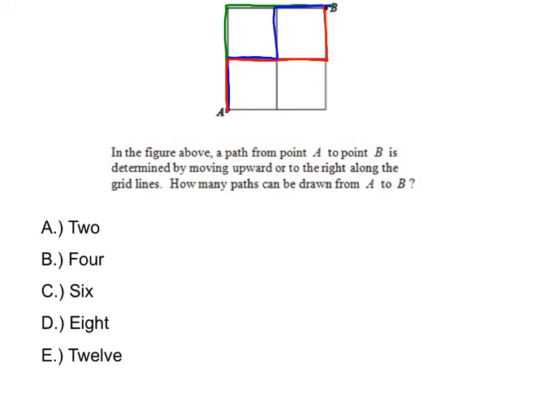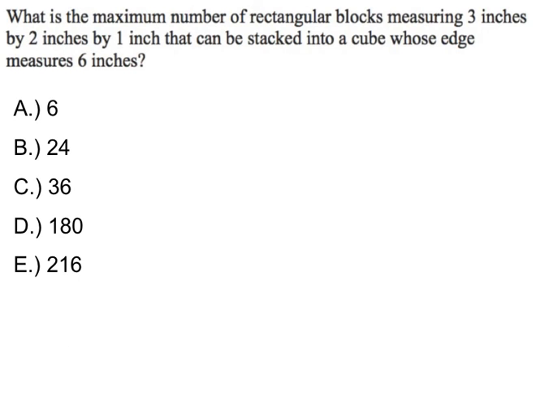So now I'm going to go to the right first. I've got all the way right, all the way up, right, up, and right all the way up to the right. That gives me a total of 6 different paths. All right, so what is the maximum number?